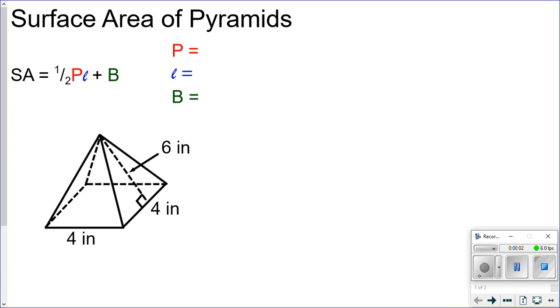This lesson is on finding the surface area of pyramids using the formula surface area equals 1/2 times P times L plus B. Now, the pyramids I'm going to be going over are going to either have a square base, a rectangular base, or a triangular base. So let's define what these letters mean.